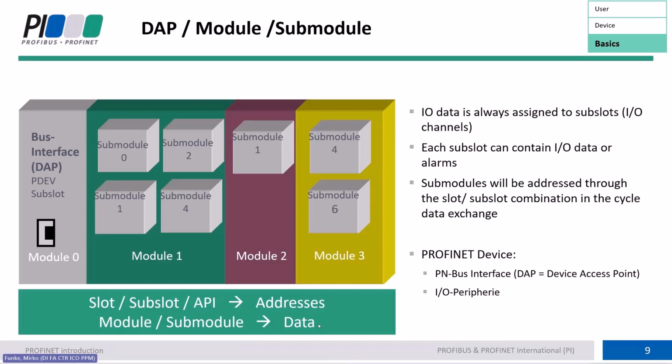So the data is organized in modules, submodules, versus the addresses are organized in slots, subslots, and API. This is now a really theoretical view, but this is something you immediately see if you look into your development kit from a technology provider, and then you see the distinguishing, but that you have at least heard it once, that we distinguish between addressing information and the data information.